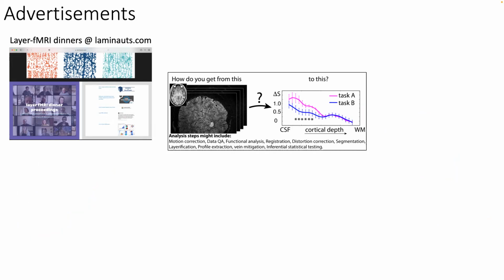Basically, just downloading an example data set of EPI and anatomy, and then showing how you get from that to statistically significant layer profile differences here.